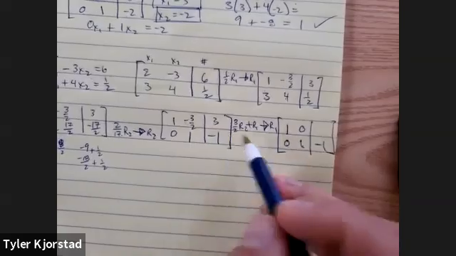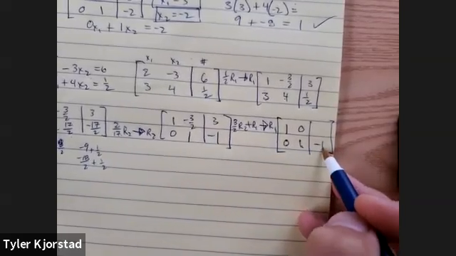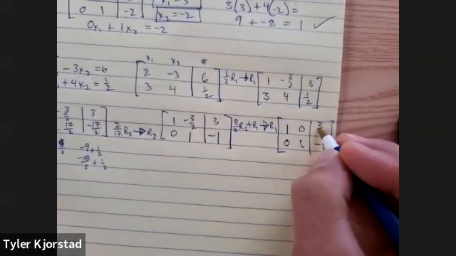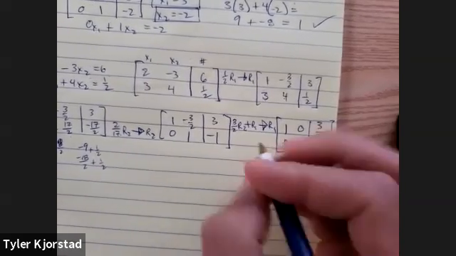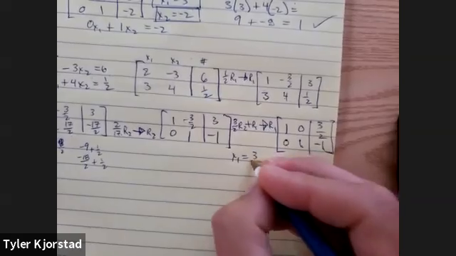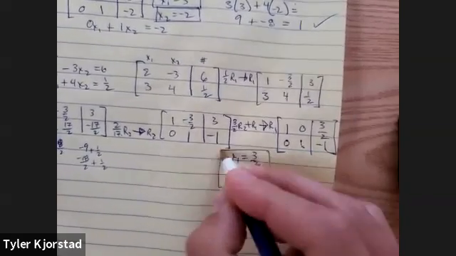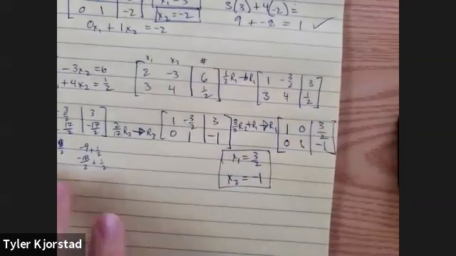And then I have -3/2 plus 3 gives me positive 3/2. So again, that would mean x sub 1 equals 3/2 and x sub 2 equals -1. And that would be our solution to that problem.